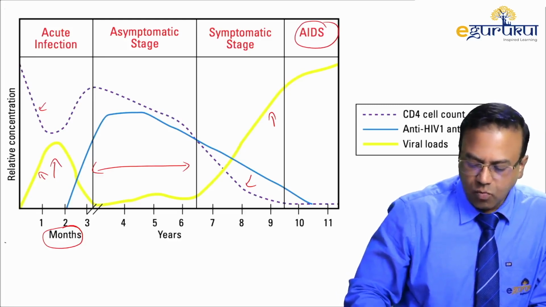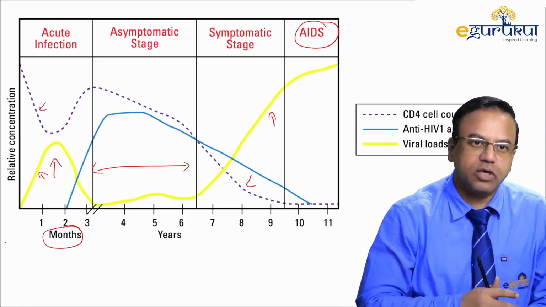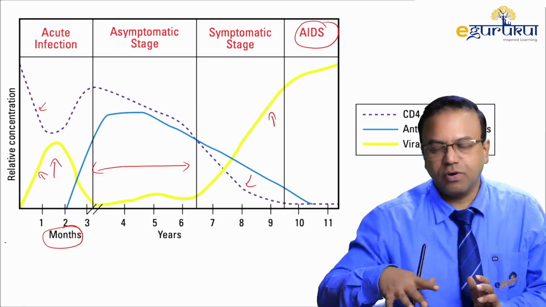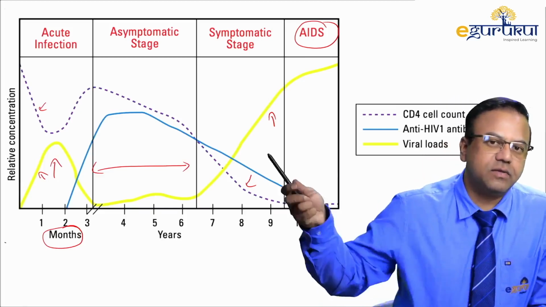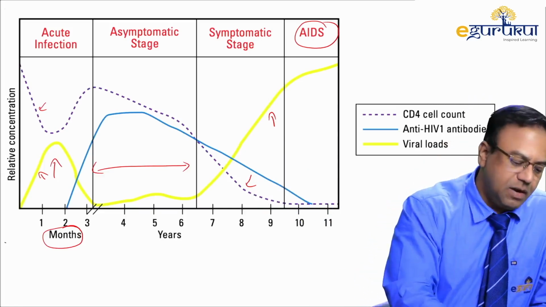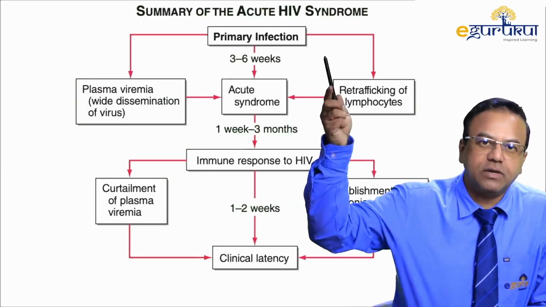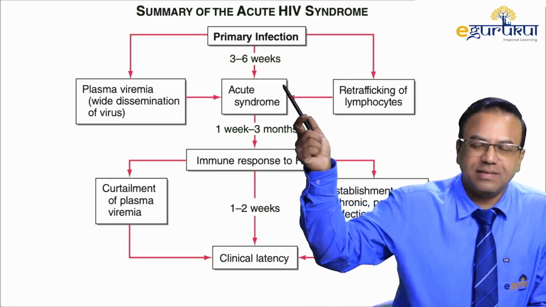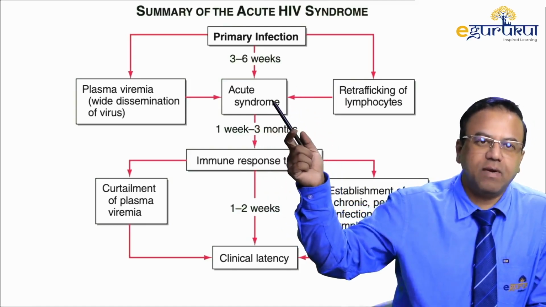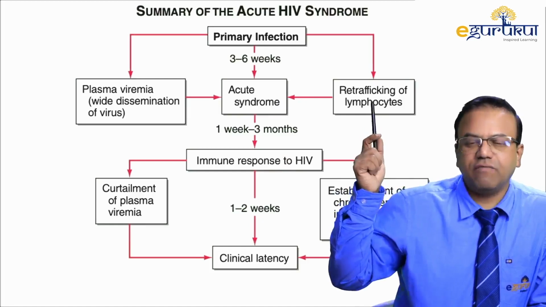So what is the reason why you get the initial acute infection? You do see the CD4 counts decreasing and the viral load increasing, but subsequently the virus significantly decreases. In the green line you can make out that in the asymptomatic stage the virus is at a significantly low number of copies in the blood, and the reason for that is explained nicely in this chart in Harrison. You've got a primary infection, you've got the acute syndrome, and about 3 to 6 weeks you can get the acute syndrome. So there is a plasma viremia, wide dissemination of the virus occurs, the acute syndrome happens. And then you do have, as I told you, the retrafficking of lymphocytes.